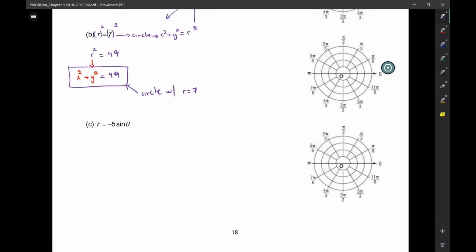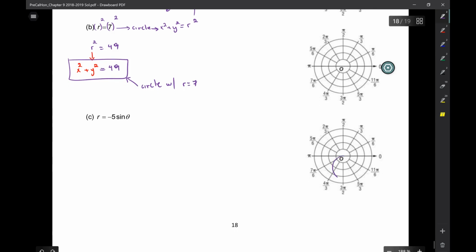What is this an equation of? It's a circle. It's facing down. What's the diameter? 5. Right? That's what it is. Okay, so this is a circle. So again, I need the x squared plus y squared business, right?